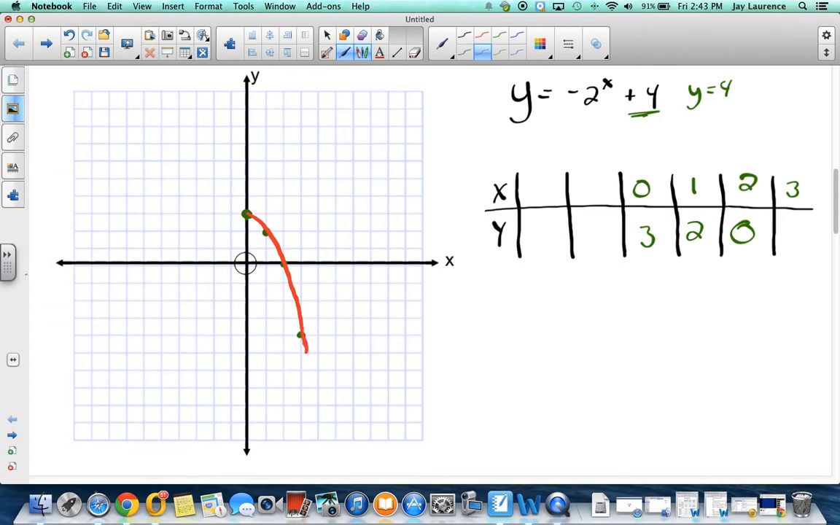And I'm going to make it shoot down, but I'm not going to cross when x is 4 because I don't have any answers there. Okay, I don't have a value. All right, let's see what happens at negative 1.